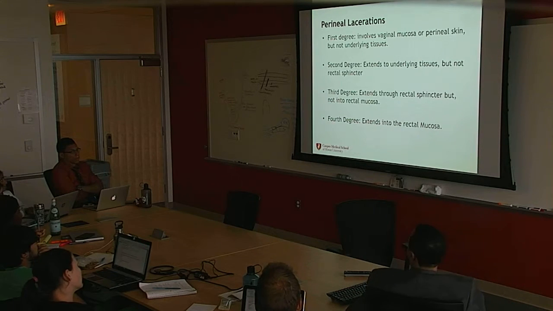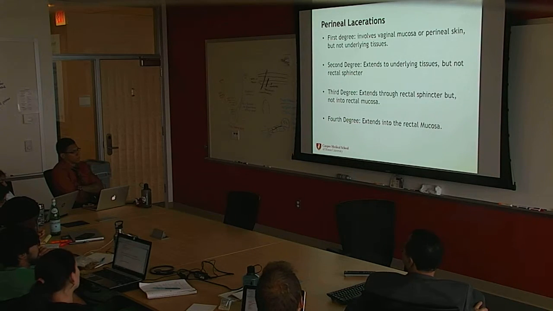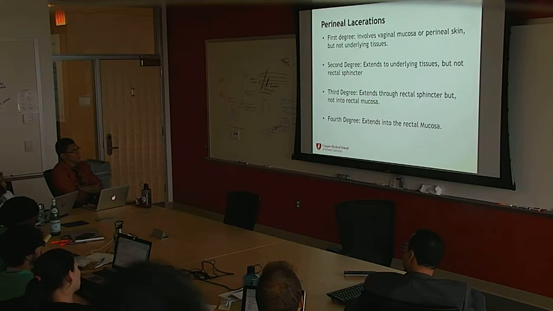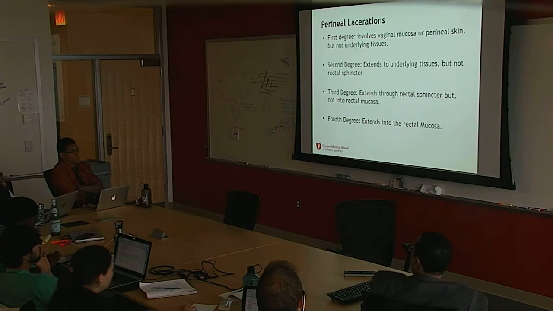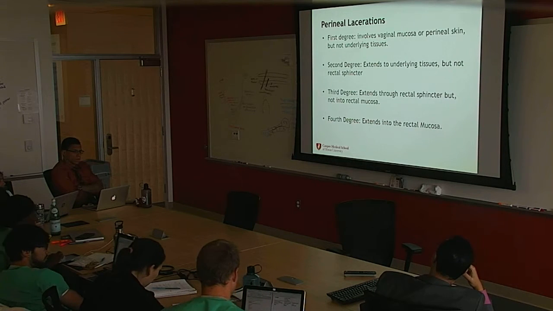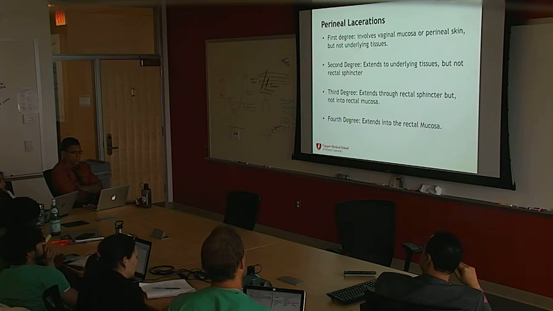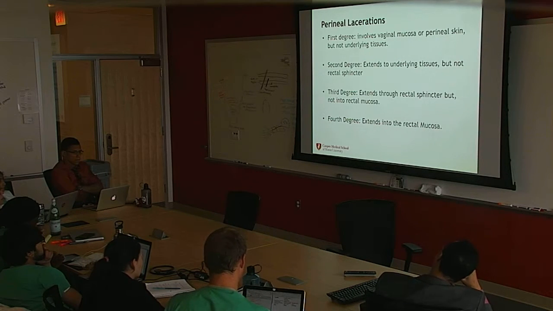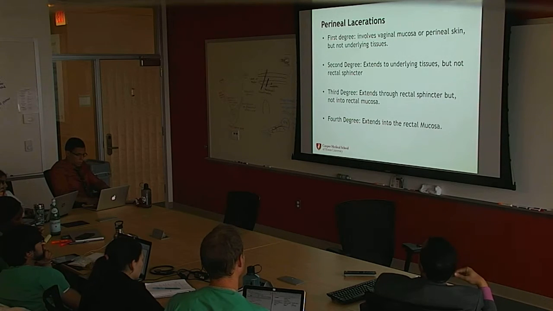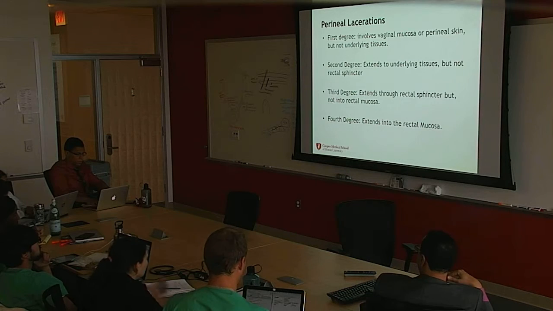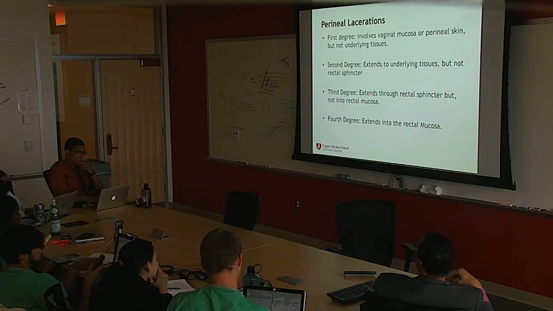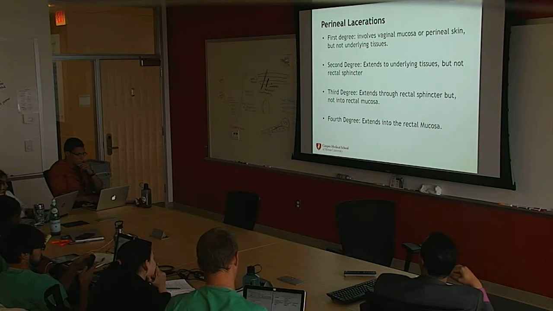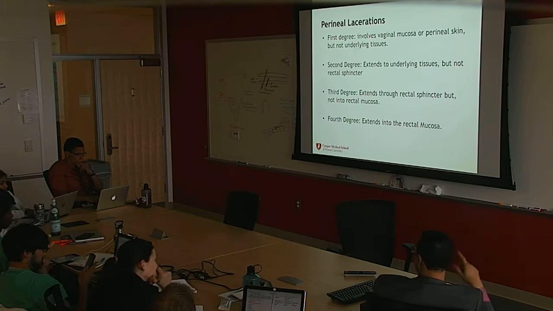Perineal lacerations: there are first degree, second degree, third degree, or fourth degree. You need to know those by heart. What are the types of perineal laceration? First degree involves the mucosa or the perineal skin, but not the underlying tissue. What is the second degree perineal laceration? It extends into the underlying tissue and the muscle, but not the rectal sphincter. Okay? A third degree extends through the rectal sphincter, but not the mucosa. Fourth degree perineal laceration is when it extends into the rectal mucosa, into the mucosa itself of the rectum.